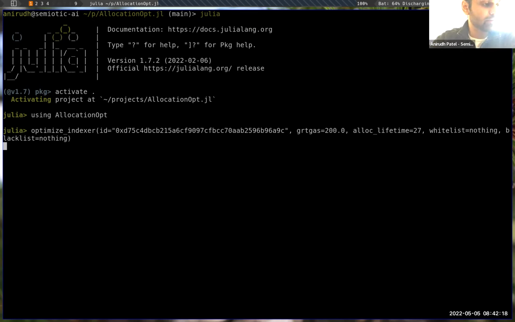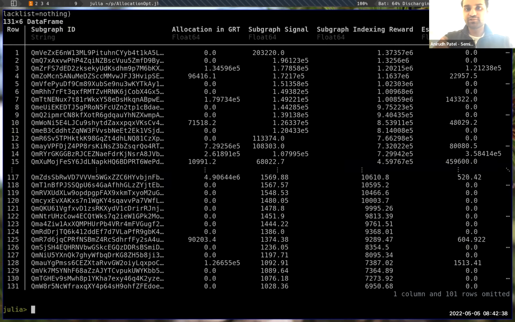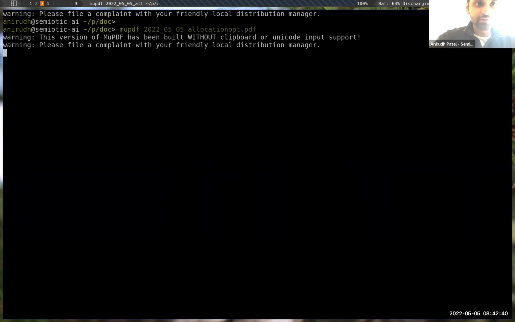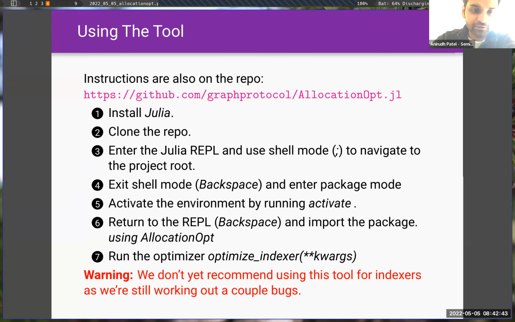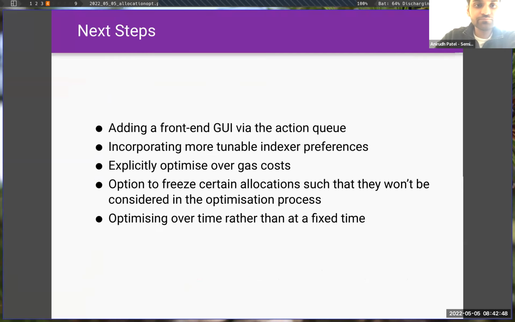So for now, the only way to interact with this tool is via the Julia REPL. Hopefully fairly soon, we plan to integrate this with the action queue that Ford's building. And that will provide a nice GUI front end to using this tool. So you won't have to deal with the Julia REPL at that point in time. So this is what you get. I won't get too much into that right now. And again, just as a warning, we don't yet recommend using this tool for indexers just because of a few bugs.